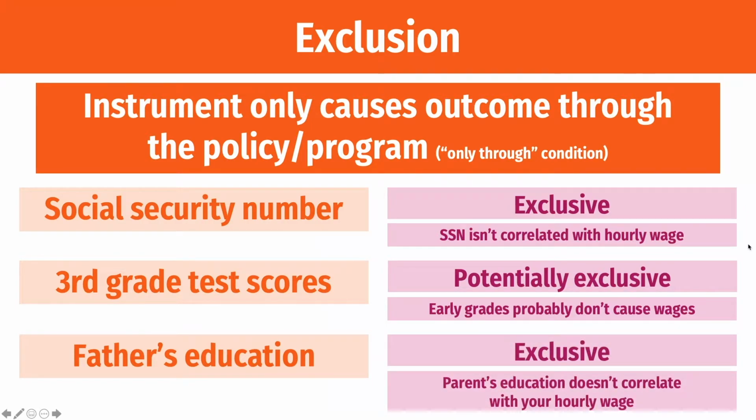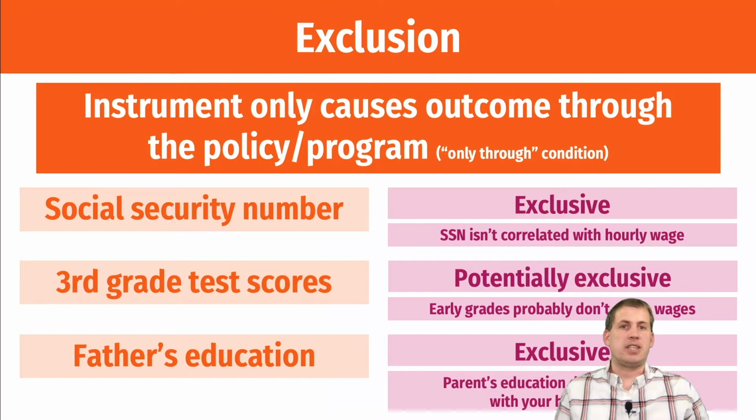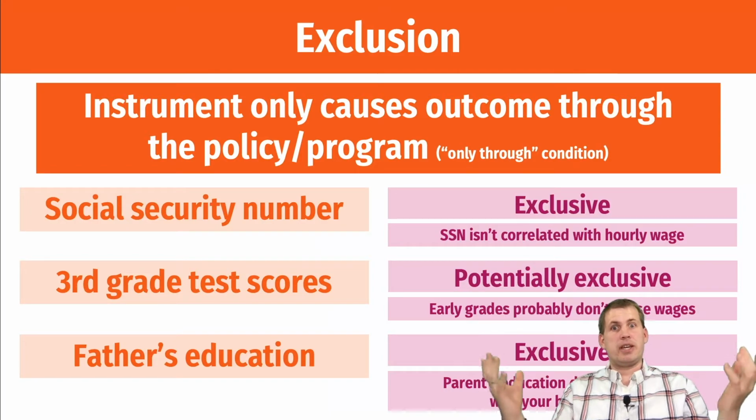Father's education is a third potential instrument here. If we want to talk about the exclusion principle for father's education, we have to say that your parents' education causes you to have higher wages, but only because it makes you go to school more and get more education. There's no other path between your parents' education and your wages. If you can tell that story convincingly, then you meet the exclusion principle.